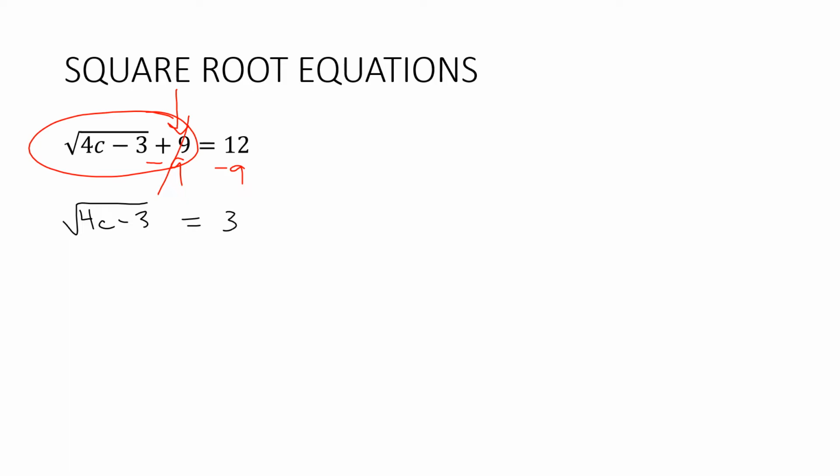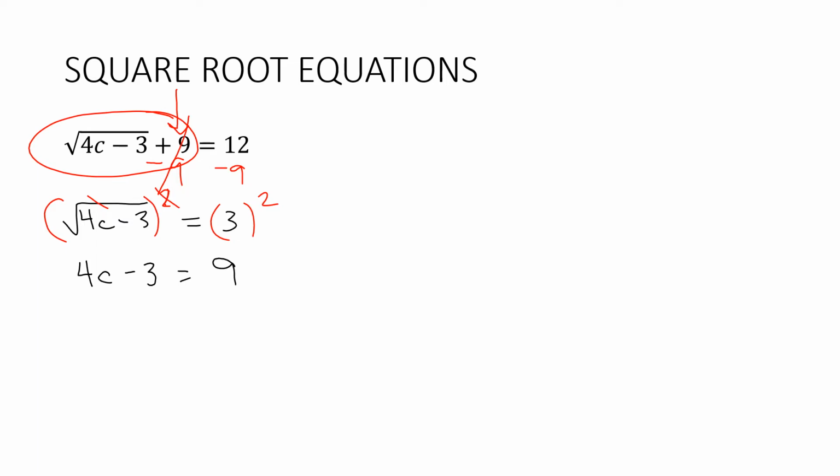Okay, so now we're going to do the same thing again. We need to get rid of the next operation. See how the square root is kind of holding everything together? We need to get rid of that square root. So we know that the opposite of square rooting something would be squaring it. So we are just going to square both sides. Now, if you square a square root, it cancels out, which would just leave us with 4c minus 3 equals 3 squared. 3 squared, 3 times 3, is 9.